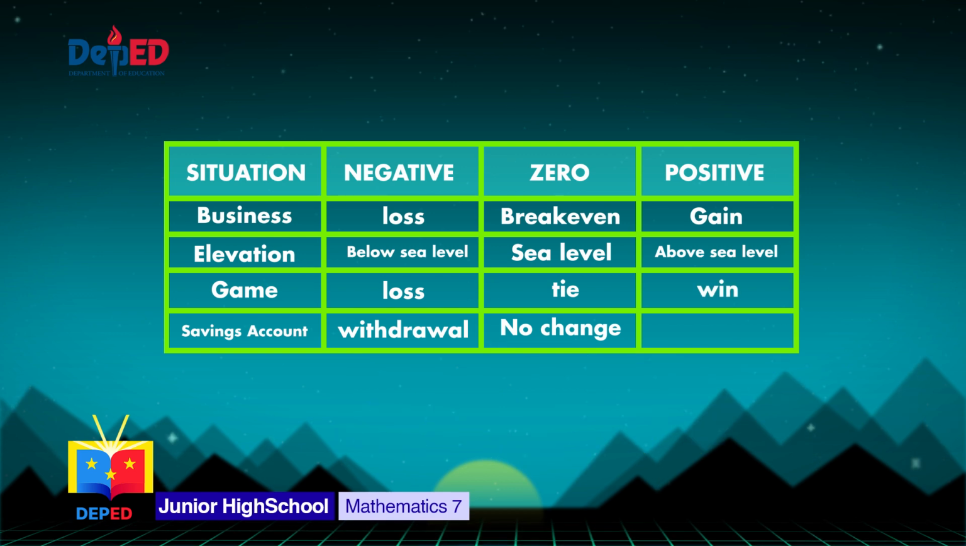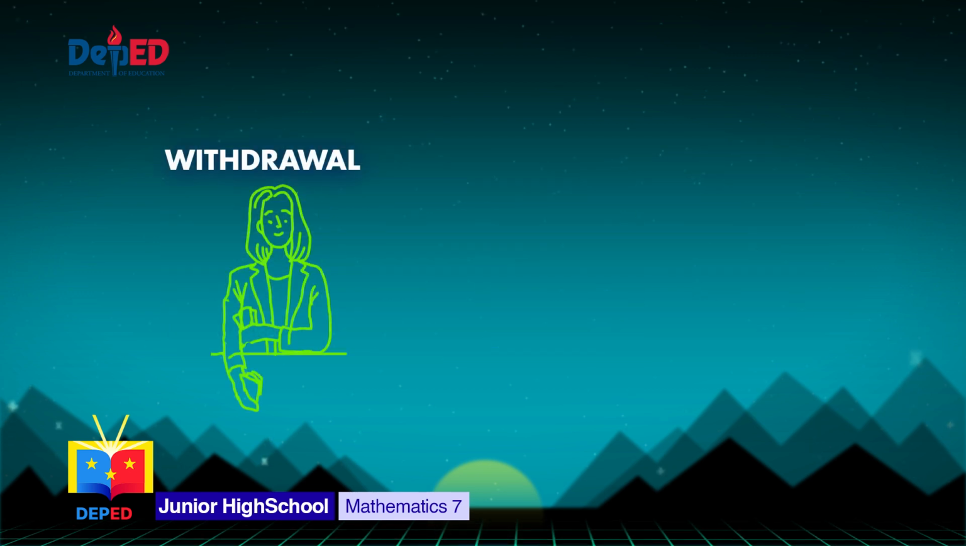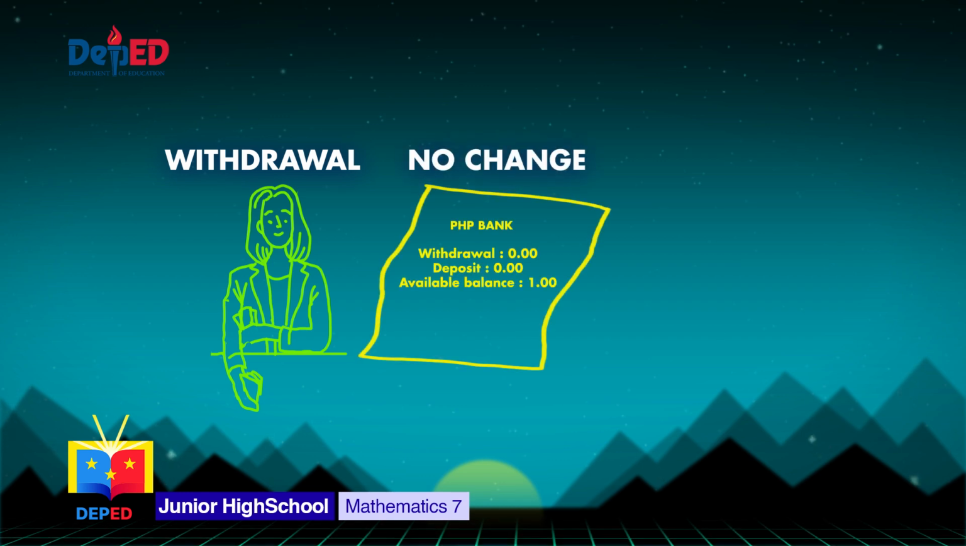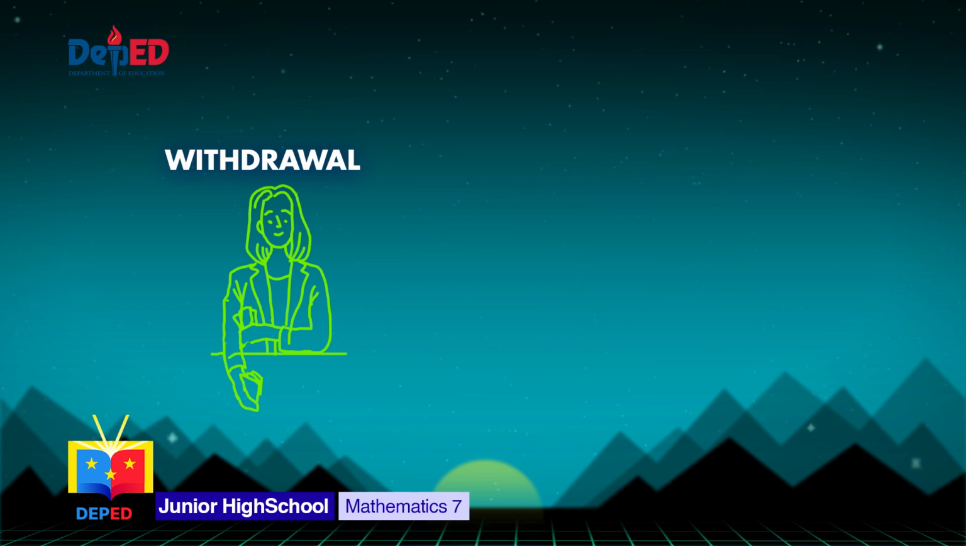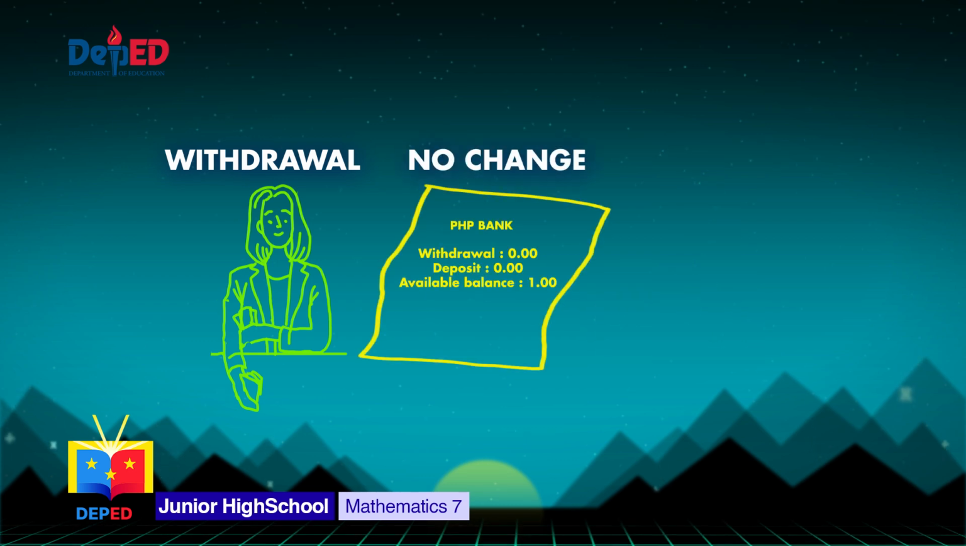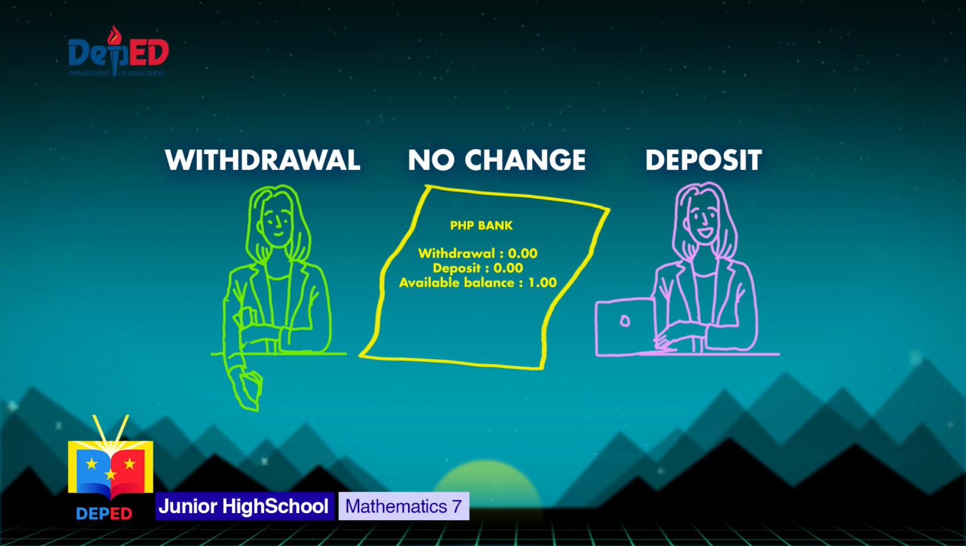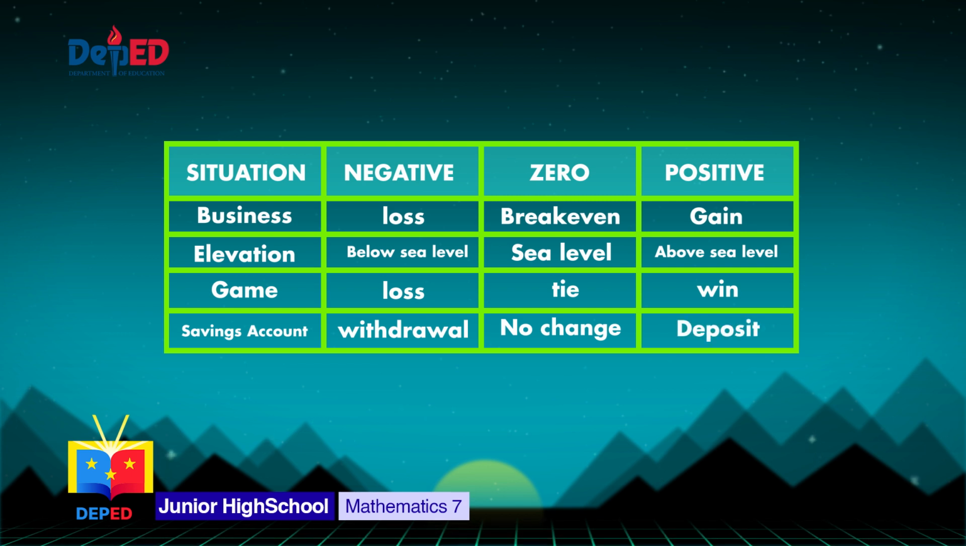And for the last situation, that is a savings account. A negative in our savings account either means we have a debt or we had a withdrawal of money. 0 means no change was done in the account. Positive is deposit, since we added money to our savings. Again, for savings account, we have withdrawal, no change, and deposit. Were you able to complete the table correctly? If yes, great job! Give yourself a resounding applause.